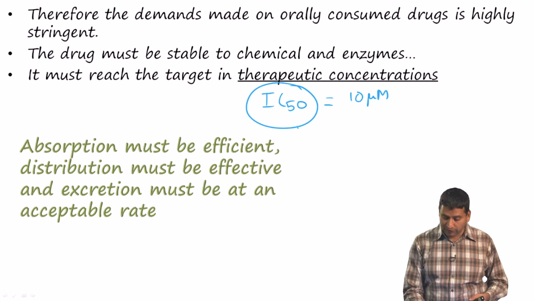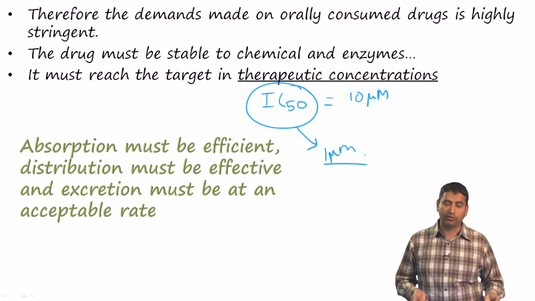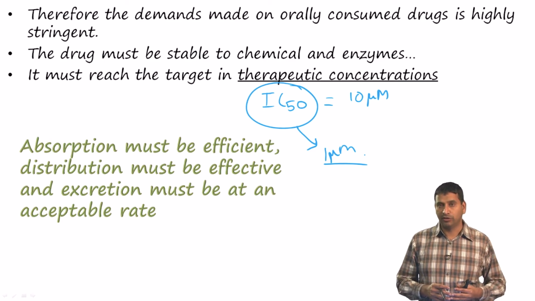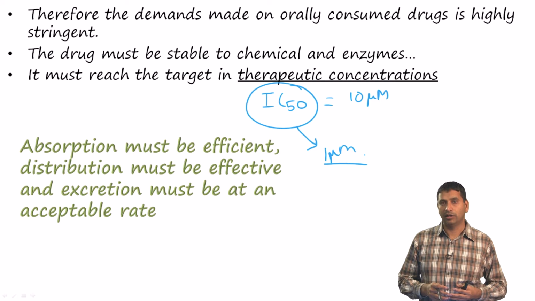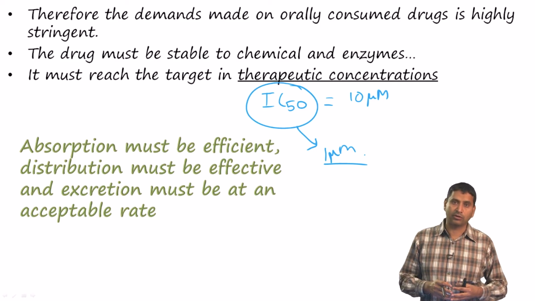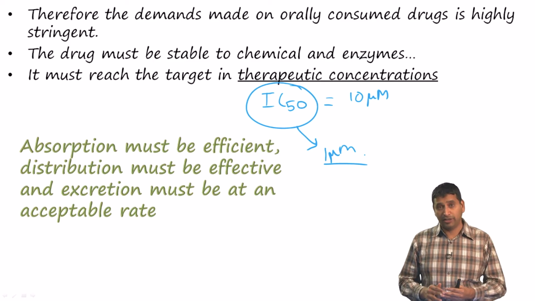So, let us say if the IC50 is 10 micromolar and only 1 micromolar of the drug ends up at the site of interest, then it is not a therapeutic concentration, and therefore, the drug may not be effective. Right. So, a number of parameters have to be considered while looking at how a drug is going to act and whether it is orally active or not. So, absorption must be efficient, distribution must be effective, and excretion must be at an acceptable rate.